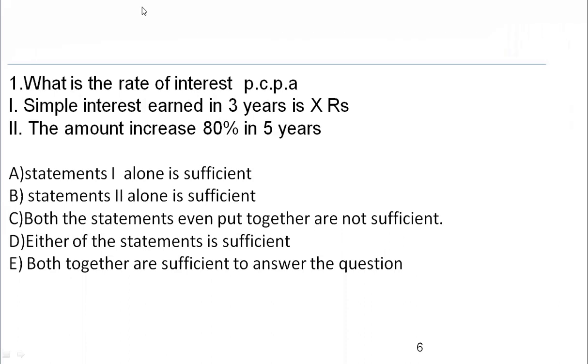You have to solve the first statement alone and answer for the question. You have to solve the second statement alone and answer for the question. Whenever you are unable to get the answer with the individual statements, then only you have to go for combining both the statements to answer the question. Okay. So remember that point and observe the process of how I am solving this question. It will be applicable for the next questions also.